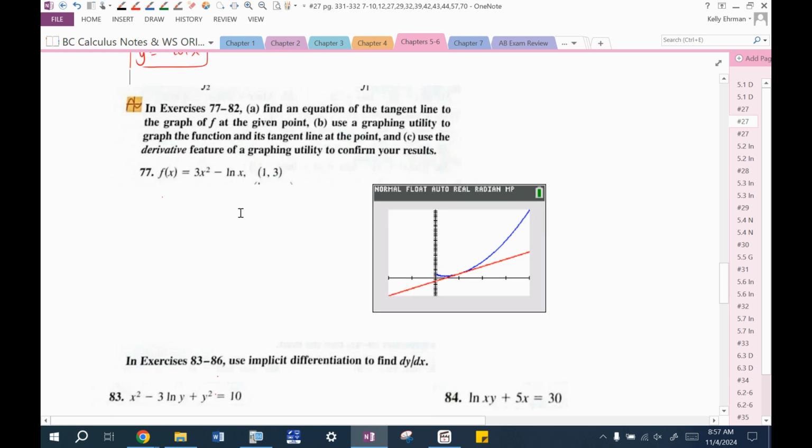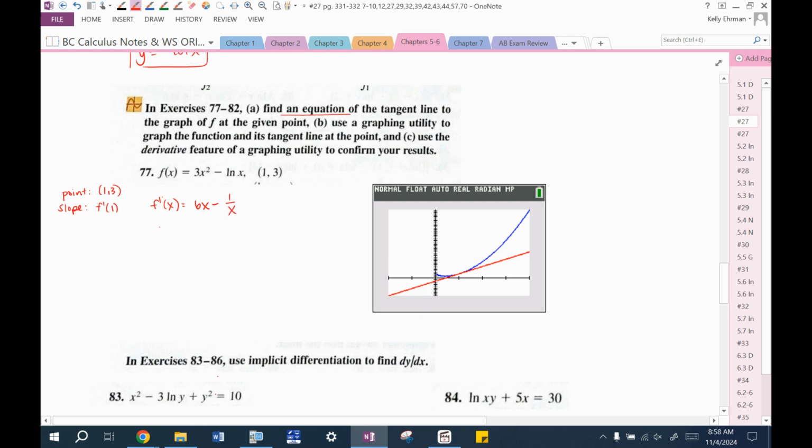For number 77, find an equation of the tangent line to the graph at the given point. Use a graphing utility to graph the function and its tangent line. I didn't do part C, just the direction said A and B only. So, all right, we need a point and a slope. And we're given the point, (1, 3). The slope will be f prime evaluated at 1. All right, so we need an f prime equation. f prime should just be 6x minus 1 over x.